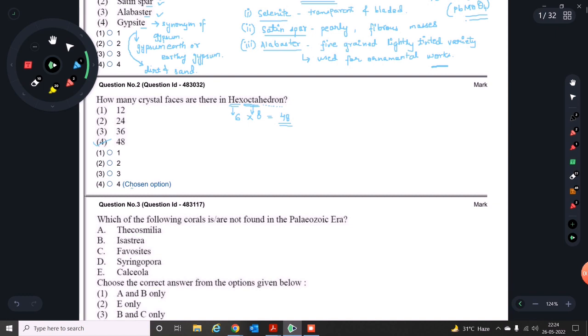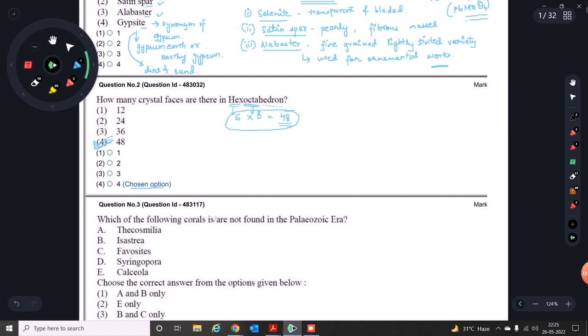I don't know whose PDF this is. He has also chosen this option. I didn't choose anything in the first question, but it doesn't matter. Maybe he might have got many questions wrong as well, but we will always look at the right options. Here the right answer will be 48.